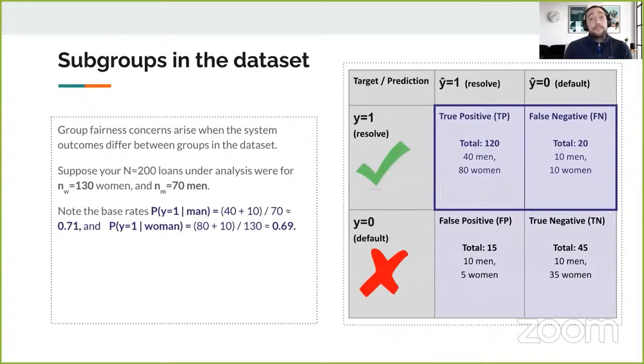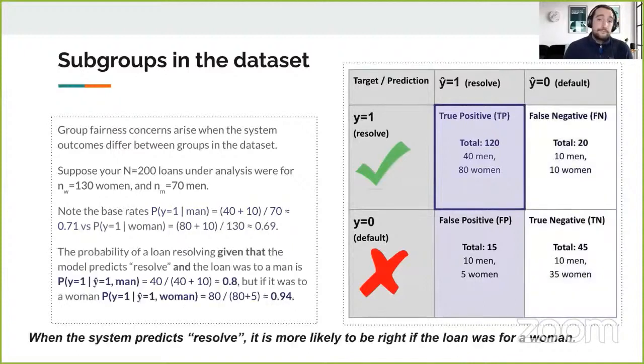For example, here we find that the base rates are different for men and for women. In this strictly illustrative test data set, men are slightly more likely to repay their loans than women. When we limit ourselves to that first column and look at model precision, we also find a difference. The probability of a loan resolving given that the model predicts resolve is 0.8 for men, but 0.94 for women. Therefore, when the system predicts resolve, it is actually more likely to be right if that loan was being made for a woman. So we're starting to get a sense of how system outcomes can differ between subgroups.